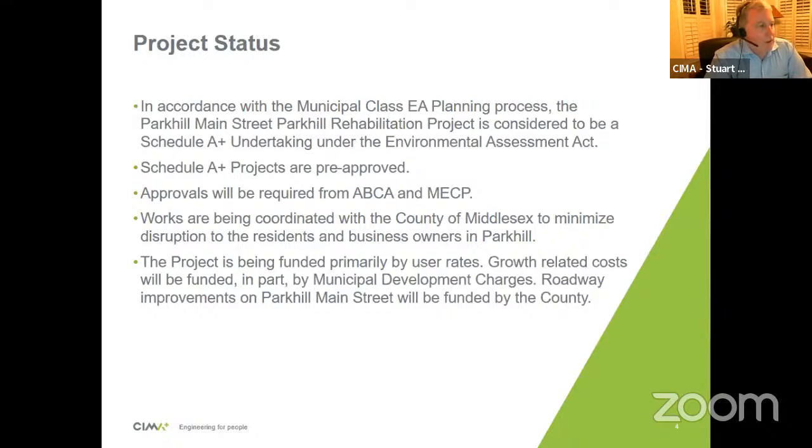In terms of project status, under the Environmental Assessment Act, the project is being planned in accordance with the Class EA planning process, and it is considered a Schedule A+ undertaking. What that means is that the project is pre-approved under the Environmental Assessment Act. Notwithstanding that pre-approval, we do need to approach the Conservation Authority and the Ministry for their approvals, as well as coordinate with the county for works on their road. The project is going to be funded primarily by your water user rates. The growth-related costs will be funded in part through your municipal development charges, and roadway improvements on Parkhill Main Street will be funded by the county.